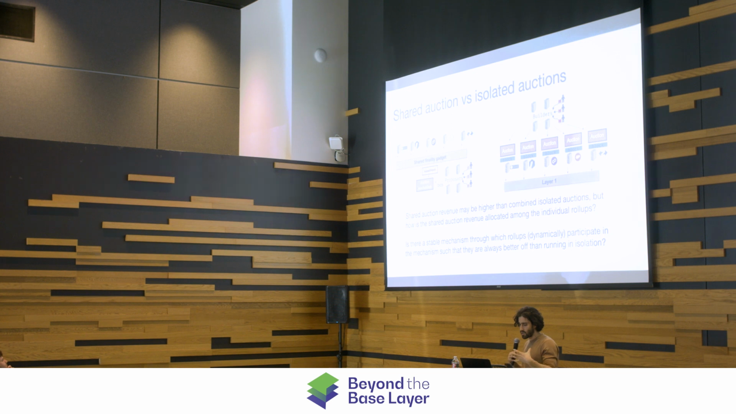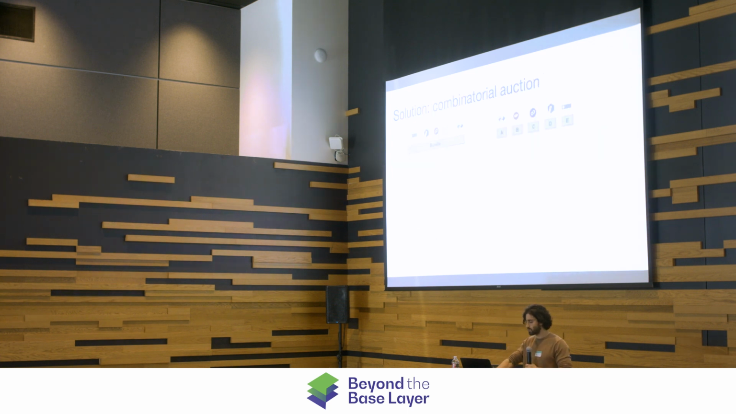So this shared auction is creating a surplus value, right? Bids may be higher on the combined block space than on individual, but how do we share this with rollups? Is there a stable mechanism through which rollups can dynamically participate and be convinced that they're better off than running in isolation? So the solution is called a combinatorial auction. We allow proposers to bid on any combination of rollup bundles. Each bid is for the right to propose this bundle of blocks in a specific slot.